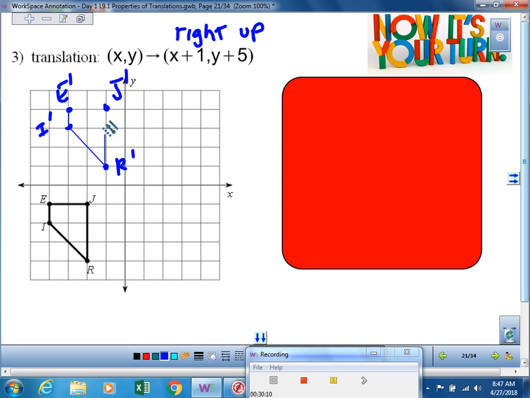And on a translation, if you have a horizontal or vertical side, you should still have a horizontal or vertical side. Okay, if this side all of a sudden becomes angled, you didn't translate it right. It's just a slide.